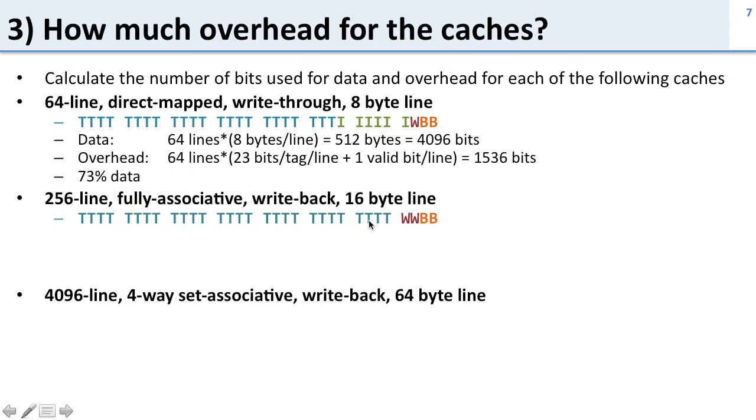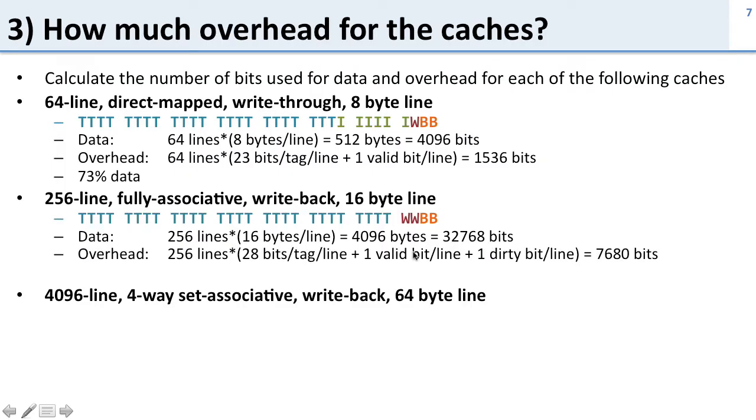So in this cache, we had a lot more tag bits because we didn't have any index. Data could go anywhere. So here we had 256 lines, but each line had 16 bytes. So we had 32,000 bits of data. The overhead was 28 bits per tag per line, plus 1 valid bit and 1 dirty bit, so 7,600 bits. So here we're 81% data.